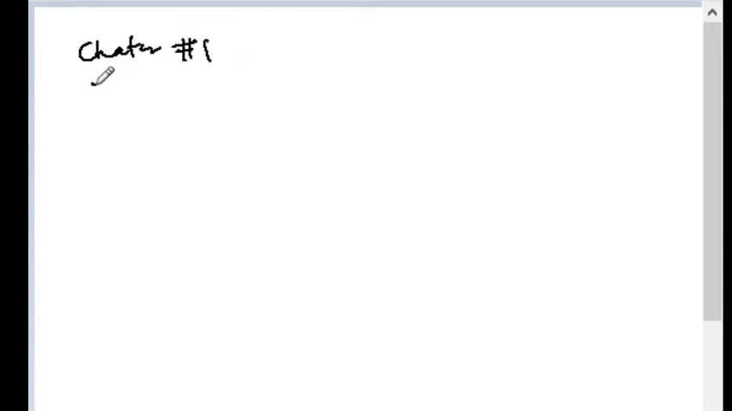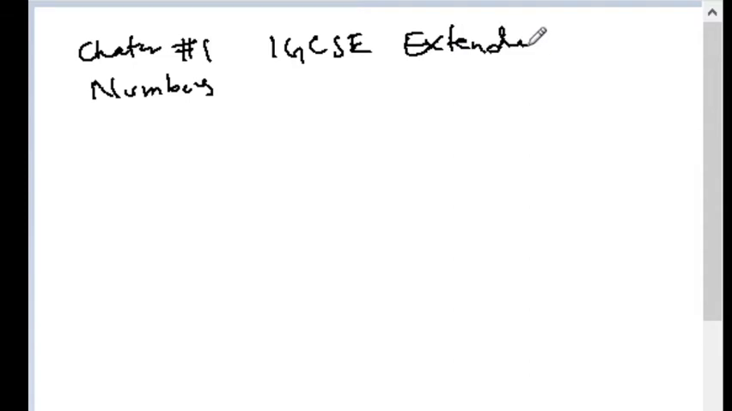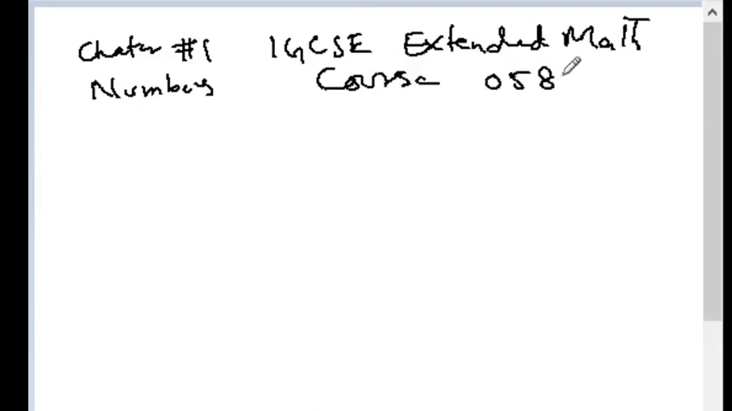Chapter number 1, numbers. IGCSE extended mathematics. Math course. The code for this course is 0580. Okay, now the first chapter is about numbers.